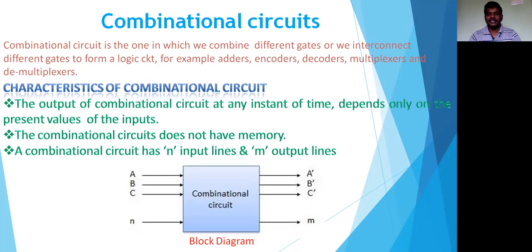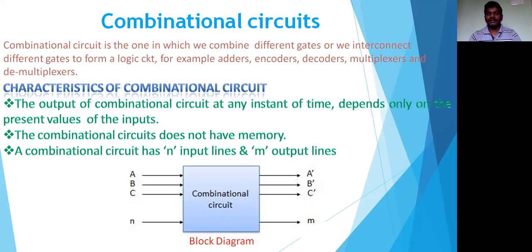Here in this, you can see the block diagram of a combinational circuit which has n inputs and m outputs. So that is one of the characteristic of a combinational circuit. A combinational circuit can have n input lines and m output lines. Means to say it can have any number of input lines and any number of output lines. If you look at the output, there are many outputs, namely A dash, B dash, C dash up to M. And similarly, if you look at the input, you have many inputs like A, B, C, etc.